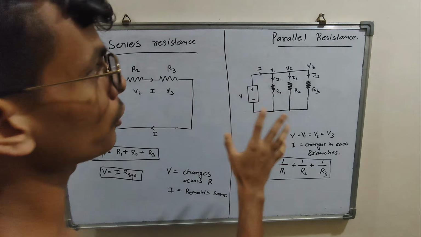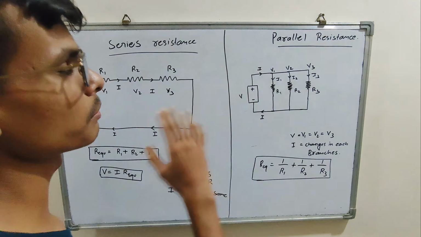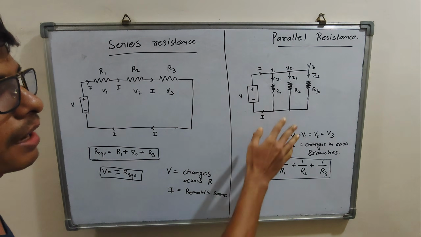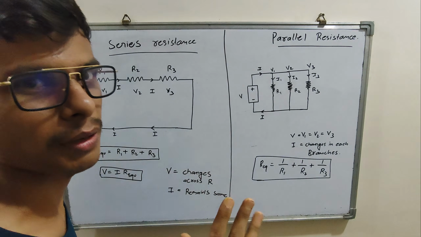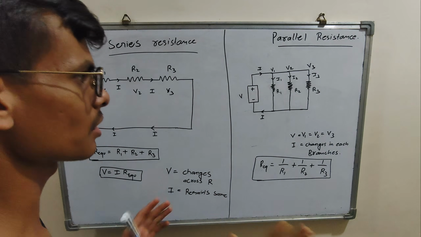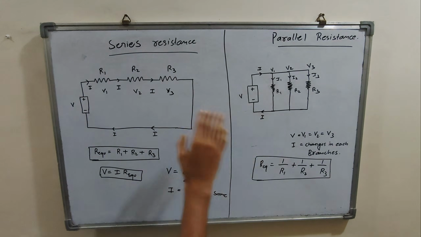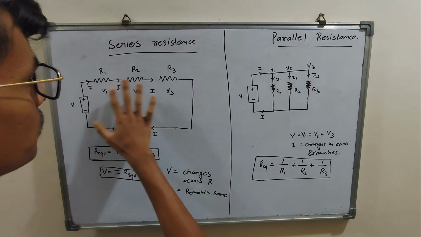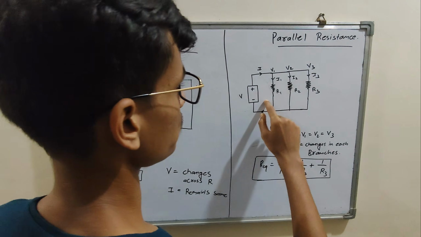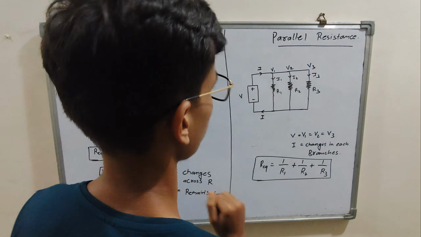Now let's see the two most important configurations of resistors, and most probably you have seen series and parallel in your class 10th, 11th and 12th notebooks, and mostly in the physics chapters. So here you can see there are two different combinations. The first one is the series combination of resistors. The second one is the parallel combination of resistors.